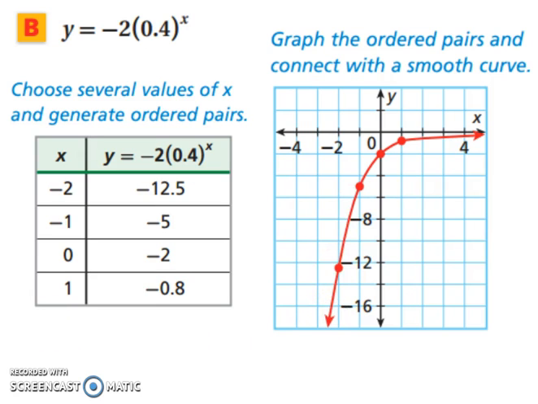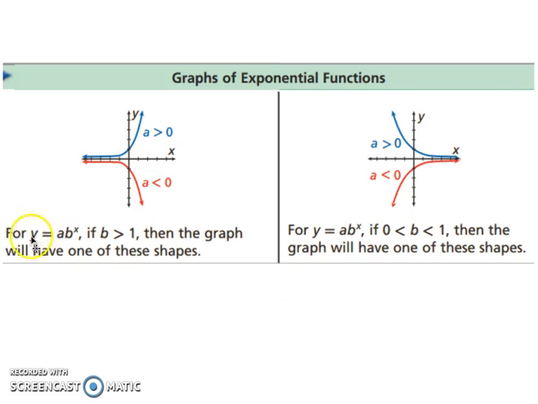This is a summary of everything we just did. So, for y equals a times b to the x, if b is greater than 1, then the graph will have one of these shapes. So if b is greater than 1, it's going to go from left to right, and if your a value is greater than 0, going from left to right, it's going to shoot up. If it's less than 0, going from left to right, it's going to come down. If the b value is less than 1 but greater than 0, we're going to go right to left. So if it's a positive a value, we go up. If it's a negative a value, we go down.